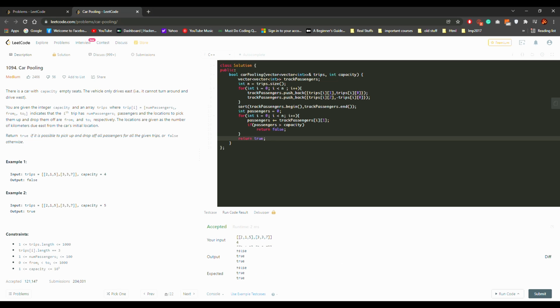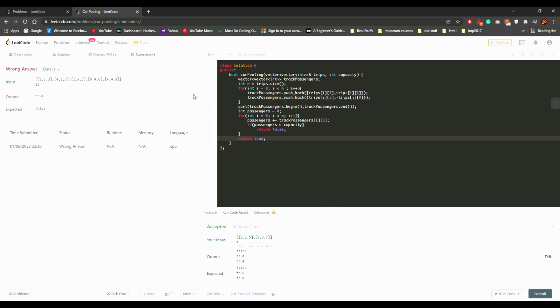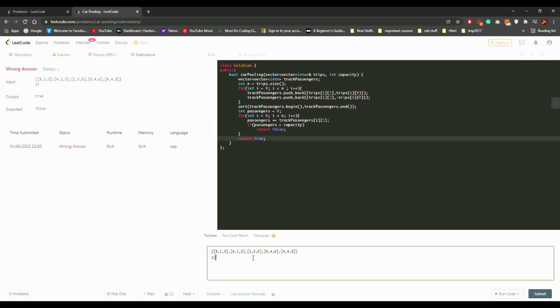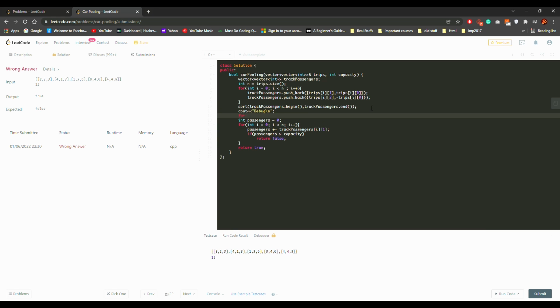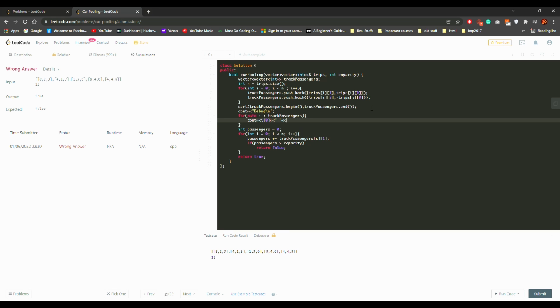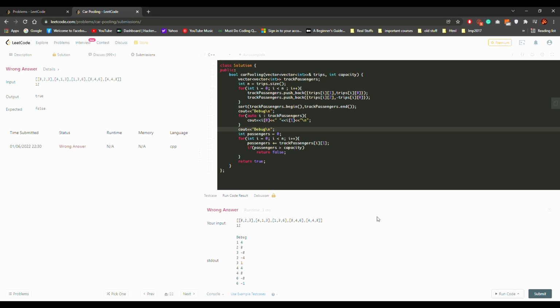At any point, if the summation of all the passengers becomes more than the capacity, we can say that the journey will never be completed and we can return false. Otherwise, we will return true. So the sample test cases ran fine. Also, you have to sort as per the distances, in increasing order, because we can only move in the east direction. So sorted in the ascending order of the distances.